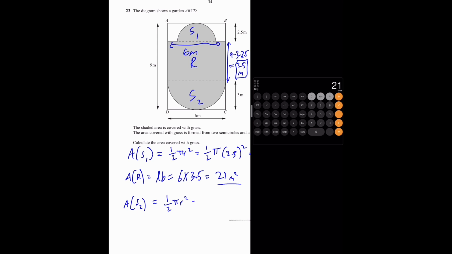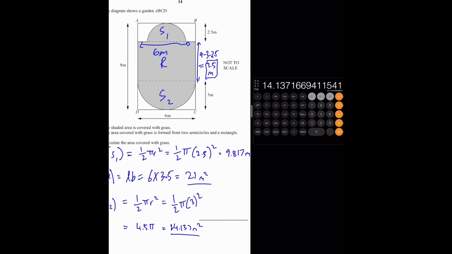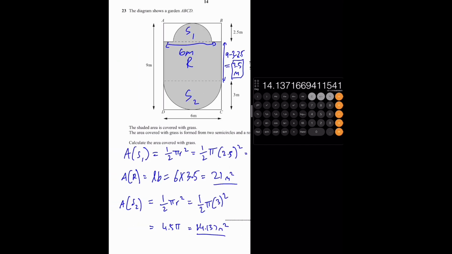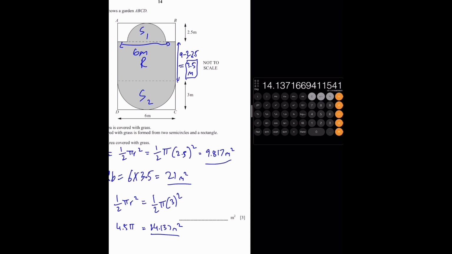Now for the area of semicircle 2 over here, that'll be half pi r squared once again, because semicircle. That's equal to half pi into 3 squared, because 3 meters over here this time, that's the radius. So that'll be equal to 4.5 pi, since 9 comes here and into half, so 4.5 pi, that'll be equal to 14.137 meters squared. I wrote this to 3 decimal places, so did I write this one over here.